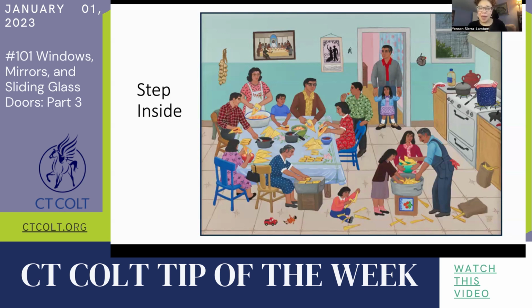But what I do with Step Inside, and I did it recently, actually, is I have my students choose a person, a character from this painting, and they have to assume the role of that person and engage in a dialogue with somebody else, right? So it may be grandma and one of the kids, or it may be grandma and one of the dads, and they have to imagine what type of conversation they would be having in that moment, within that context, right?